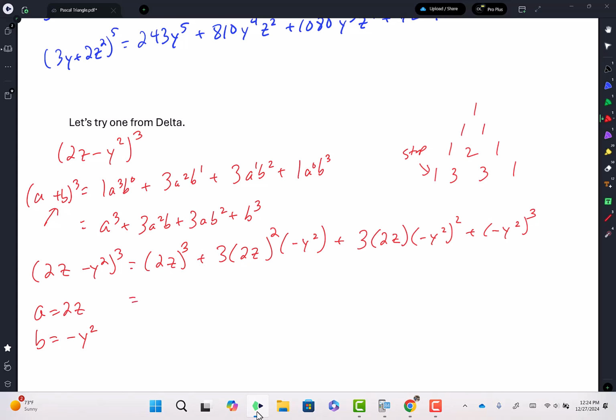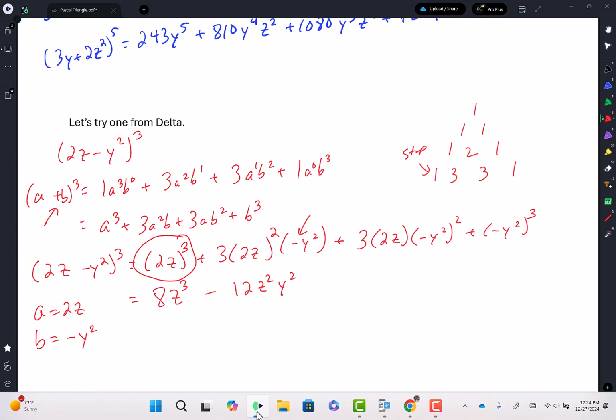Let's see what this is. 2z to the third power: 2 times 2 is 4, 4 times 2 is 8. So 8z to the third. That's what they mean by simplest form, guys. Do not leave it like this. You've got to simplify that. Plus 2 squared is 4, so 4 times 3 is 12. But don't forget that negative. So negative 12 z squared y squared.